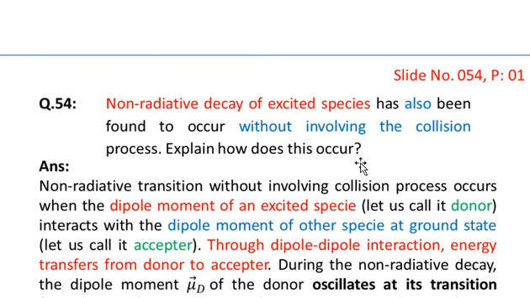Question: non-radiative decay of excited species has also been found to occur without involving the collision process. Explain how this occurs.